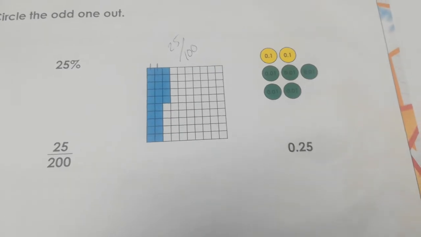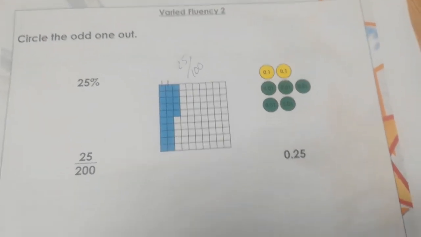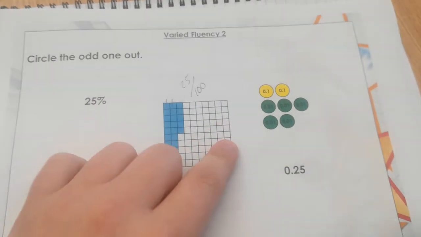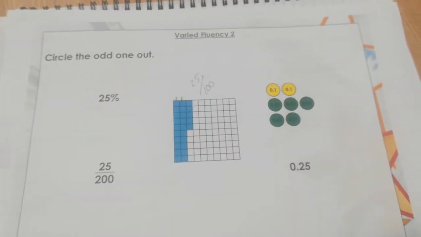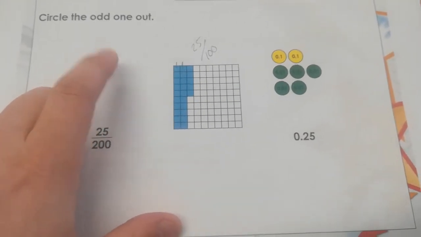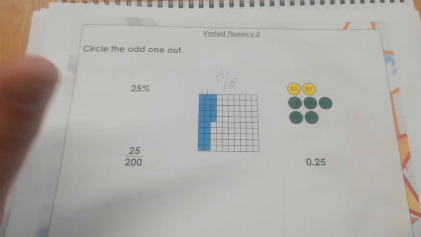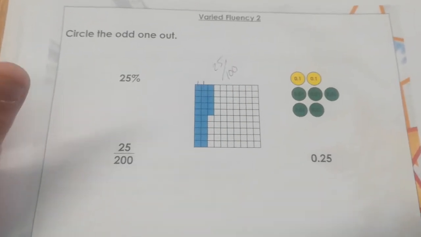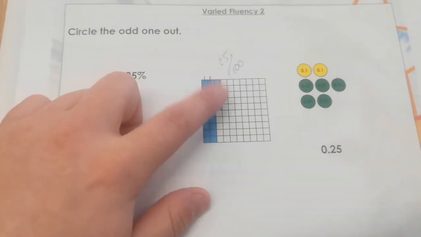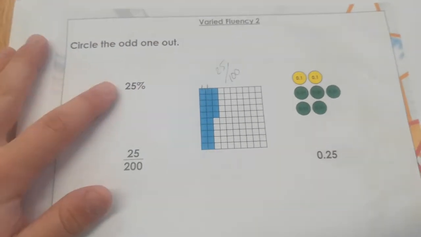Okay, first things first, before even looking at the question of circle the odd one out, we got 25 out of 100. Now, what is 25 out of 100? Again, I'm not going to give you the answer here. I'm just going to go through it. 25 out of 100, would that be 25%? Percent, yesterday went through and said that cent means something. So if you think cent means something that would be related or the same, as 25 out of 100, then circle this one.